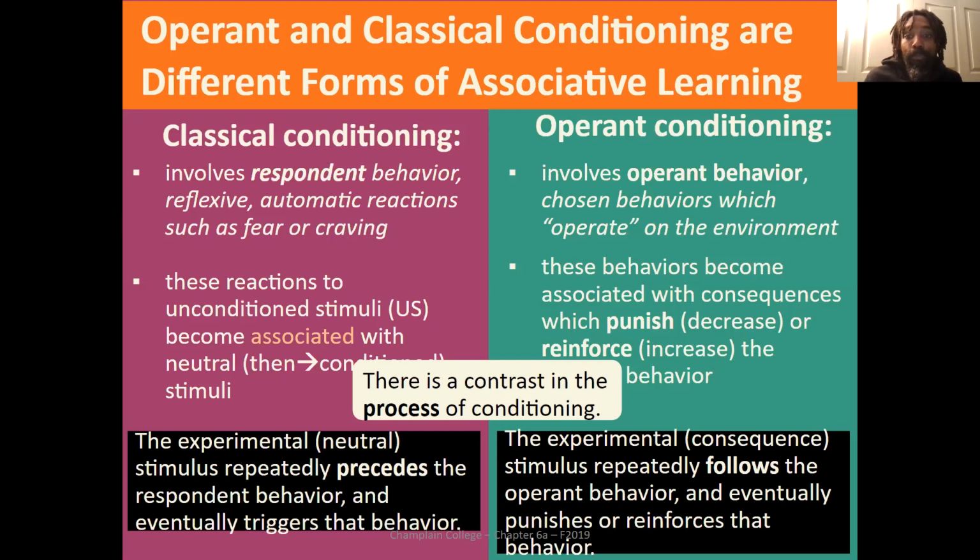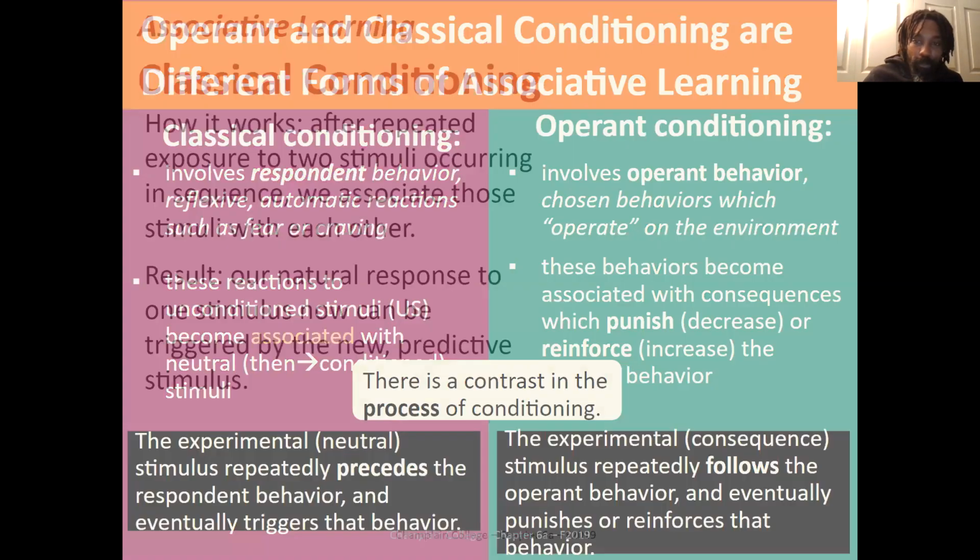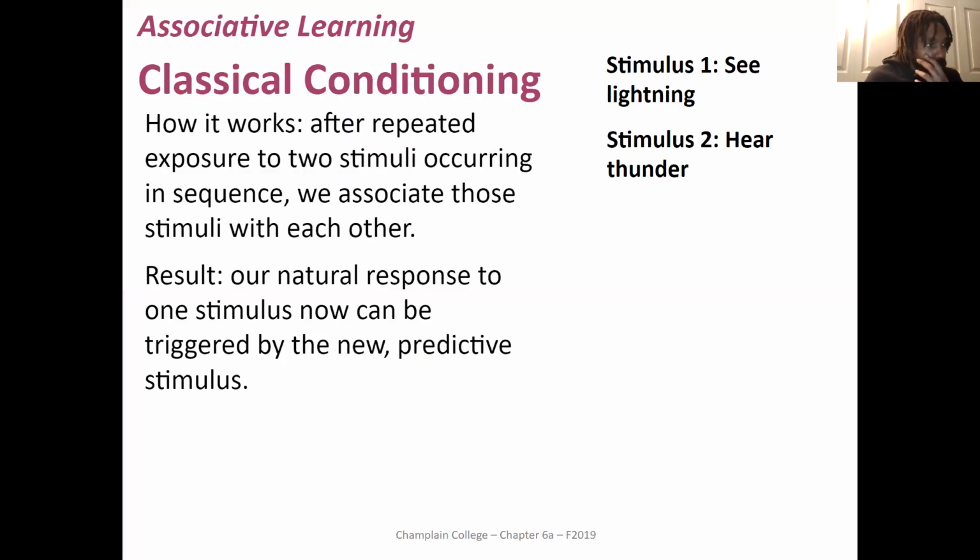So the consequence, which is being chastised by the teacher, follows the operant behavior, which was speaking out of turn, speaking without raising your hand, and eventually punishes or reinforces that behavior. In this sense, it punishes, right? You spoke out of turn, and the punishment was you being chastised, corrected, or criticized by your teacher. Okay. So, associative learning.